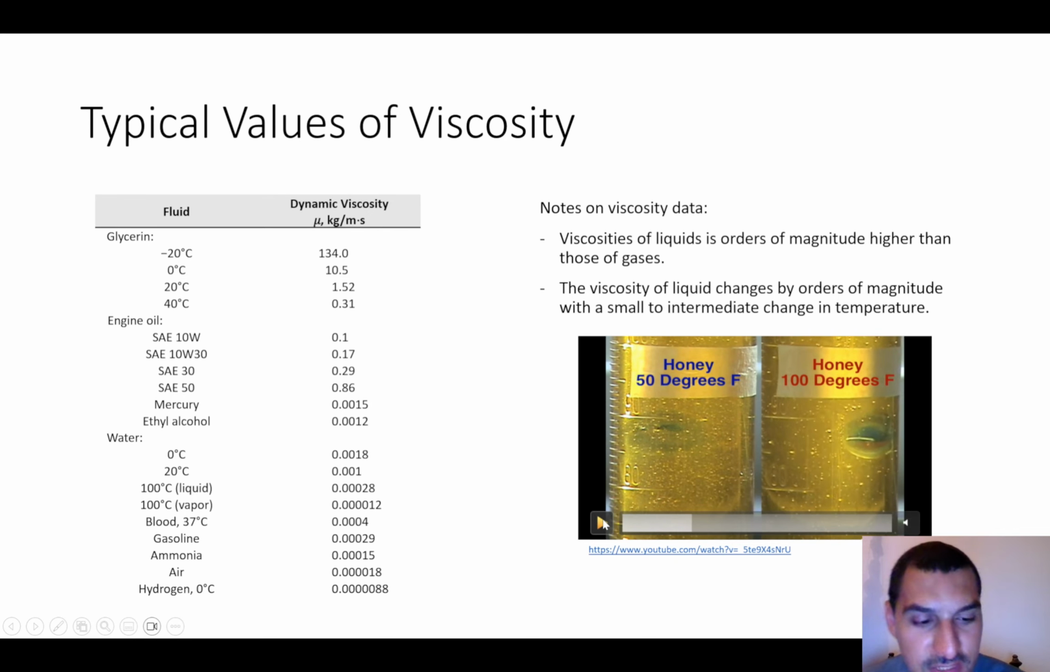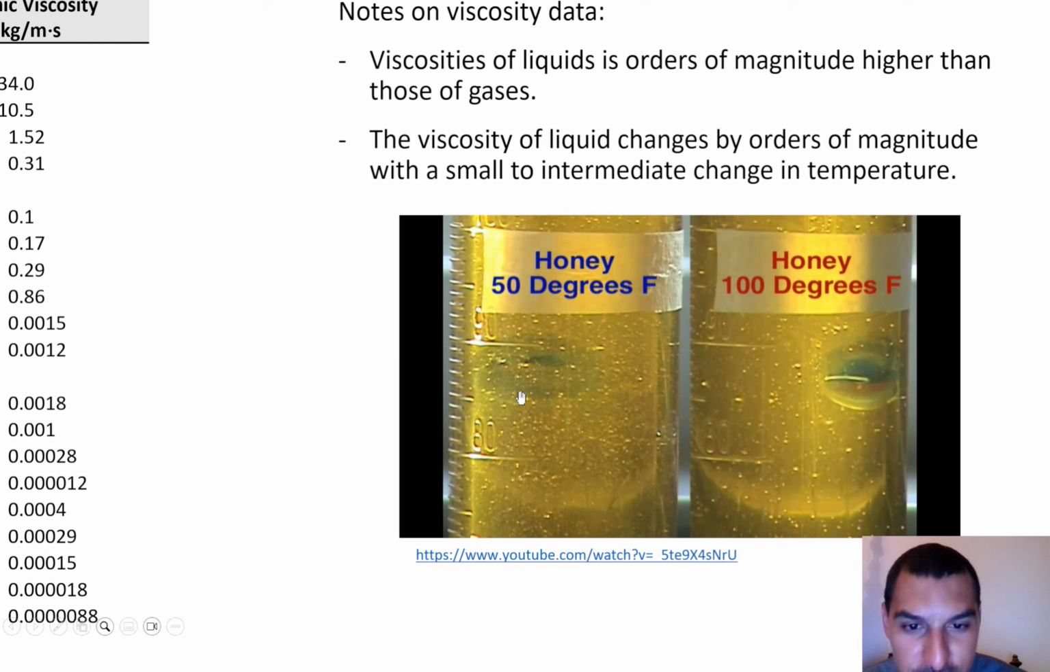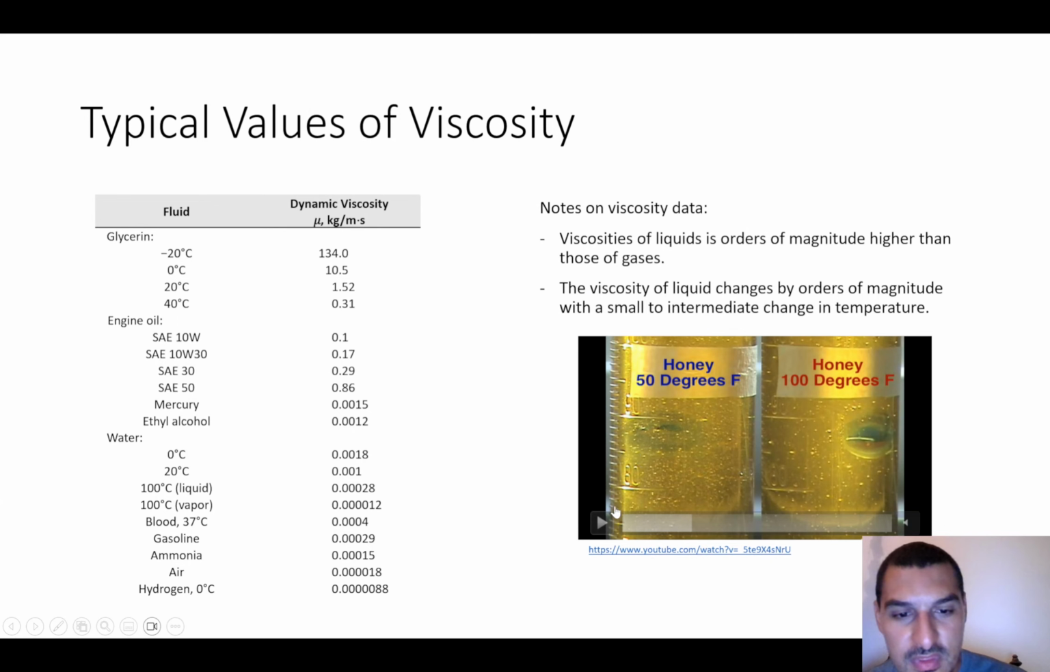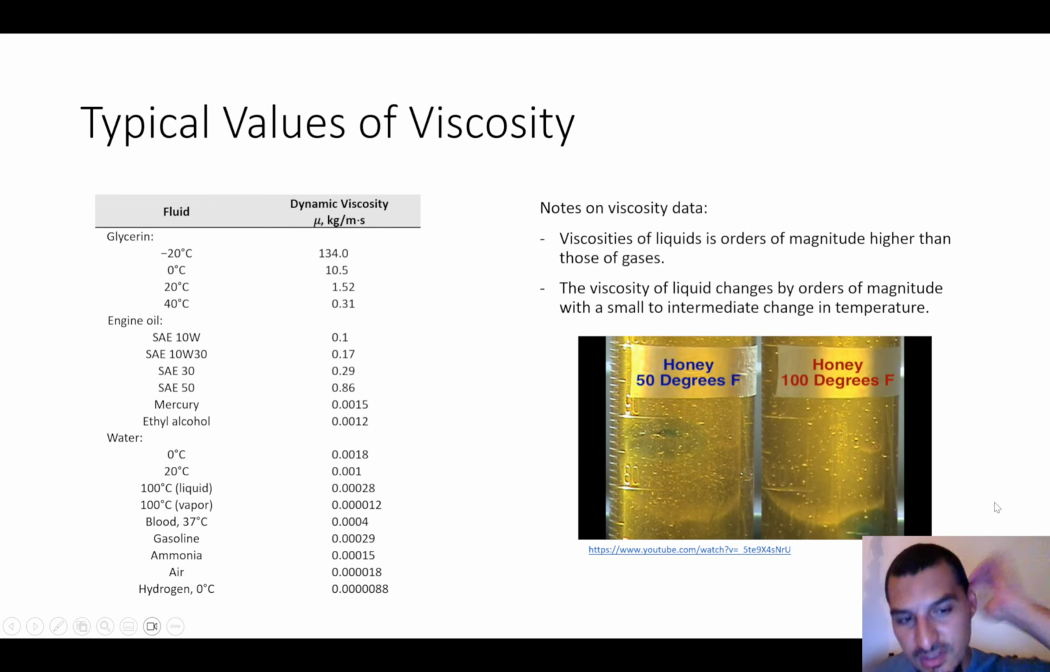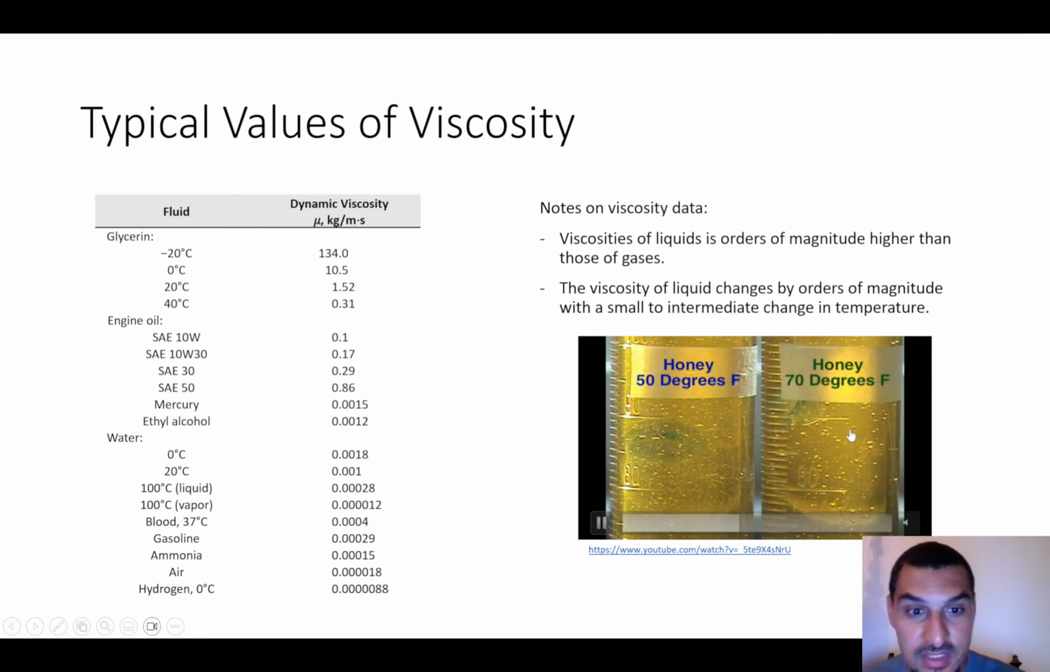And this is an interesting thing here. There is a marble here already, and if you look at this part, this is a marble. It's moving so slowly that you cannot even notice that it's a marble. So let's play the video. At 100 degrees Fahrenheit, it's very fast compared to the one at 50 degrees Fahrenheit. Now we have another one.